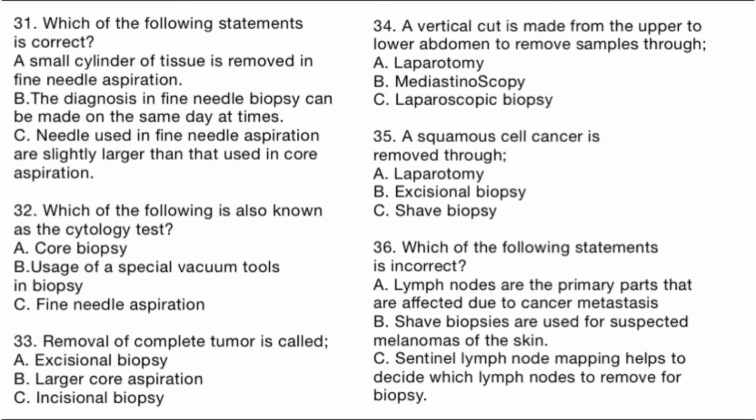Laparotomy and thoracotomy. Laparotomy is a kind of surgery where a vertical cut is made from upper to lower abdomen to remove samples. This may be performed when the suspected area could not be diagnosed with other simpler tests. There are many ways to perform a biopsy of the skin, based on the type of suspected skin tumor.